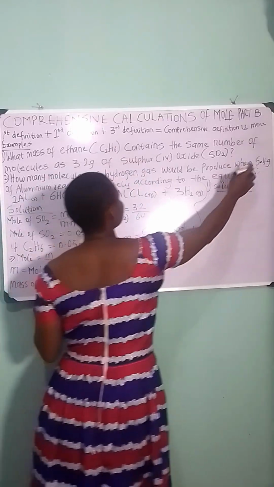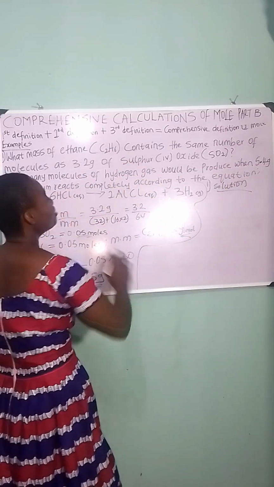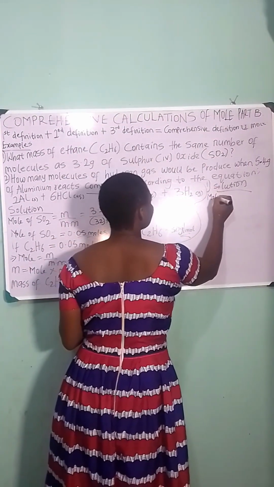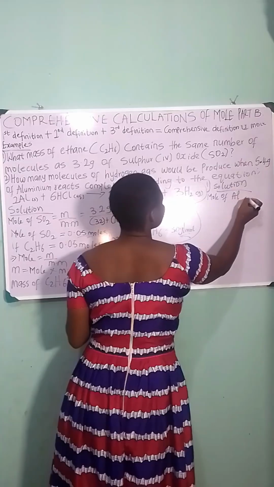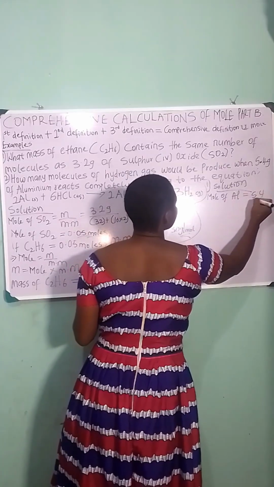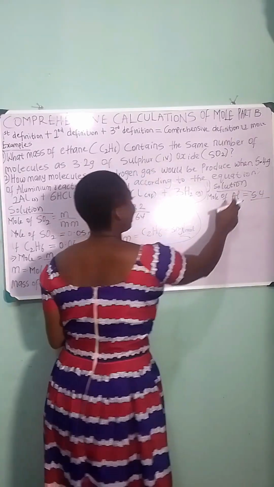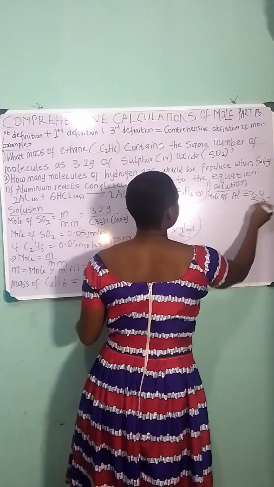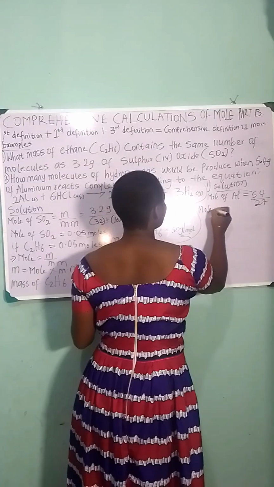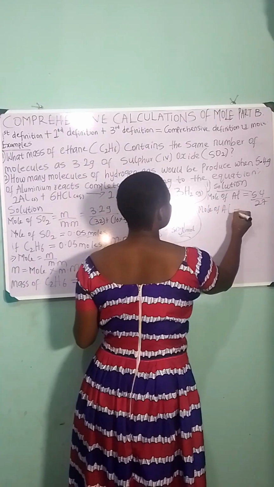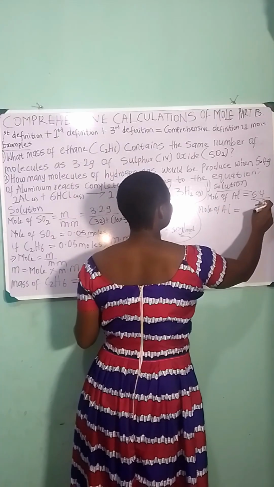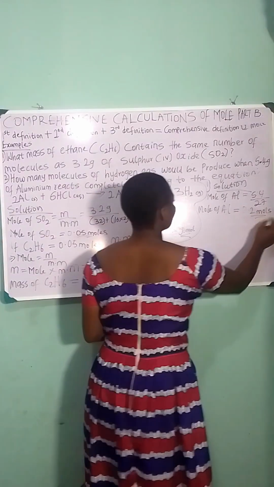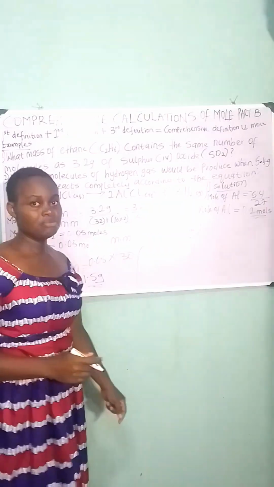So what do we have here? 5.4 grams of aluminum. Please, let's solve from simple to complex. We'll say mole of aluminum is equal to 5.4 divided by, what is the atomic mass of aluminum? 27, okay? 27. Now, mole of aluminum is equal to 5.4 divided by 27, which is what? 0.2 moles. We have gotten the moles of aluminum, okay?